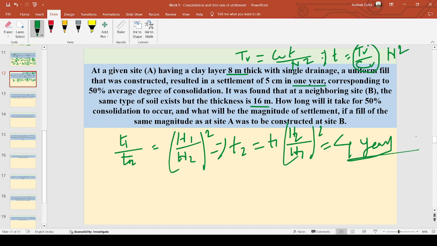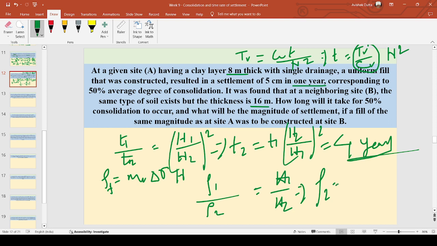Now also we know settlement, that is rho equals final settlement, mv del sigma into H, it's a height. So if I say rho A by rho B, I'm guessing 1 and 2, rho 1 by rho 2 will be equal to how much? Will be equal to H1 by H2, or rho 2 will be equal to rho 1 into H2 by H1.